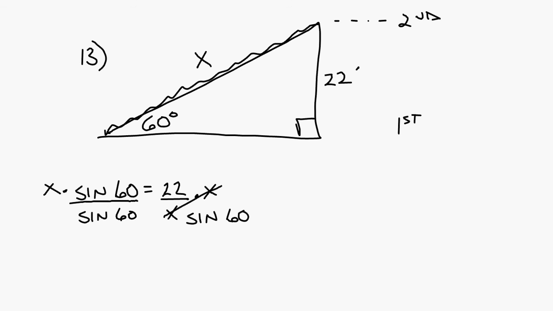The sine 60s cancel, so x, the length of the hypotenuse, is equal to 22 divided by sine 60, which is 25.4 feet. That's how far the supplies travel, 25.4 feet. Round your answer to the nearest foot. So they travel 25 feet. All right?